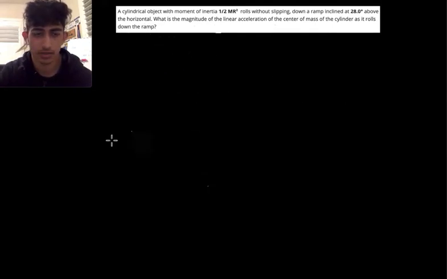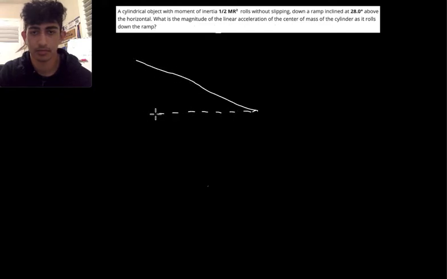Anyways, let's take a look at this problem. This is a very important problem in rotational dynamics. So let us first imagine our situation. We have a ramp at an angle alpha. And then we have a cylindrical object. This is the center of mass about which it rotates.